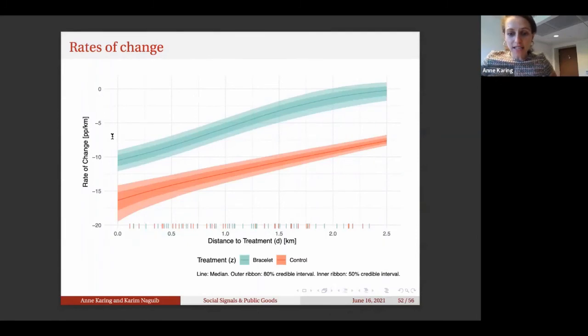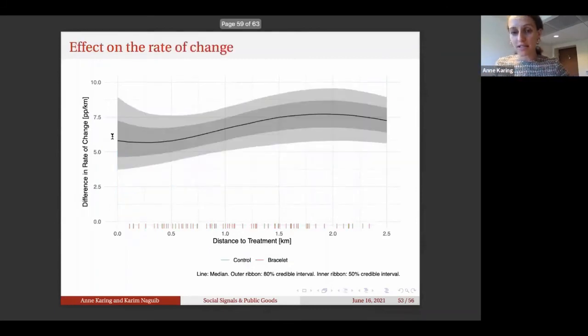And as you can see here clearly from the control and plotting with the bracelet group, while at the control group, if we're starting off at 0.5 kilometers, we would have a decline of about 13 percentage points in take up of deworming treatment in response to a 1 kilometer increase in cost. For the bracelet, this would only be a decline of roughly 7 percentage points in take up if we were to increase the cost by 1 kilometer.